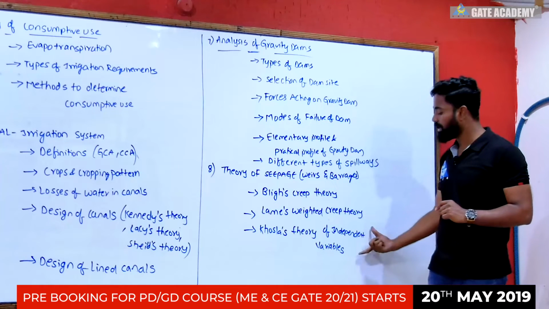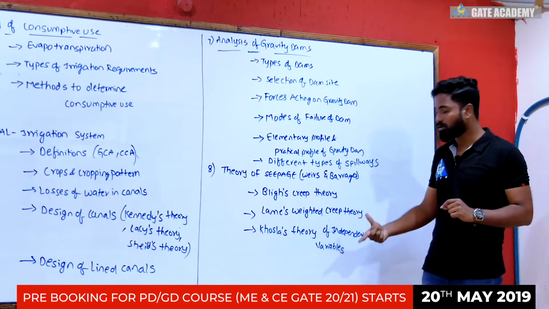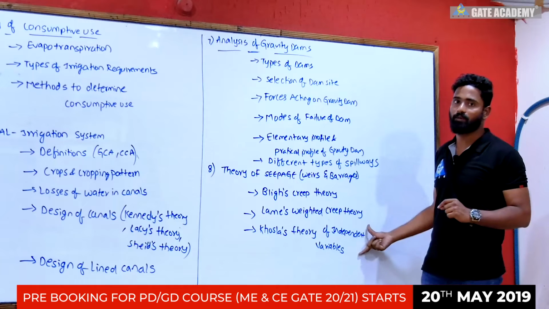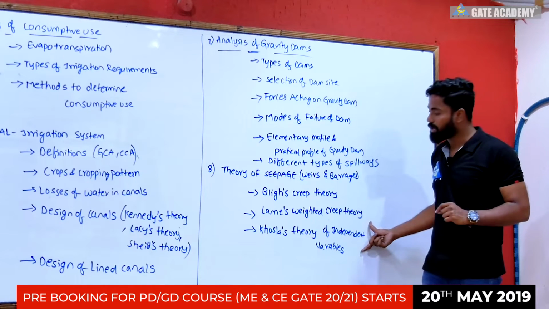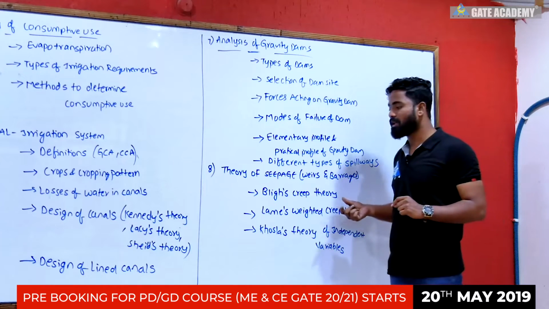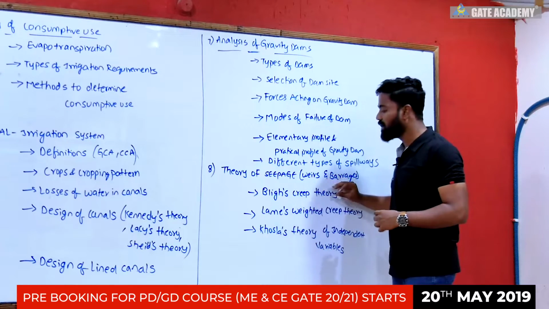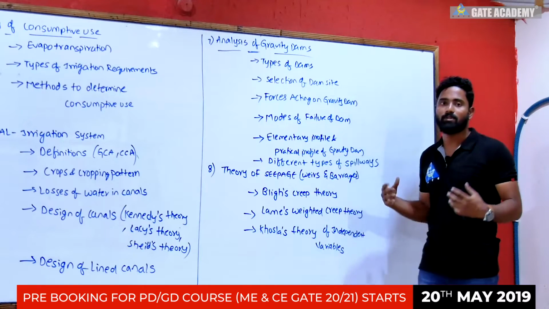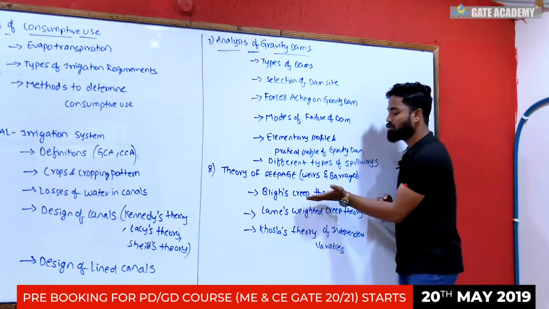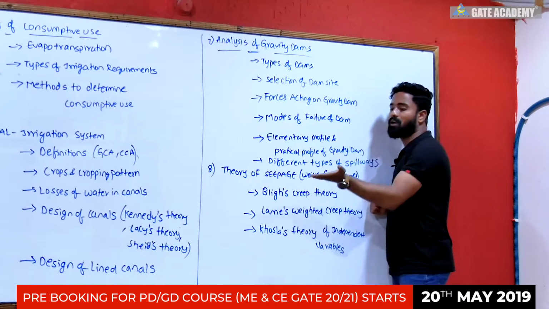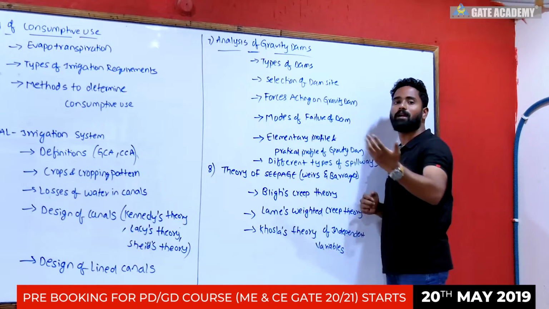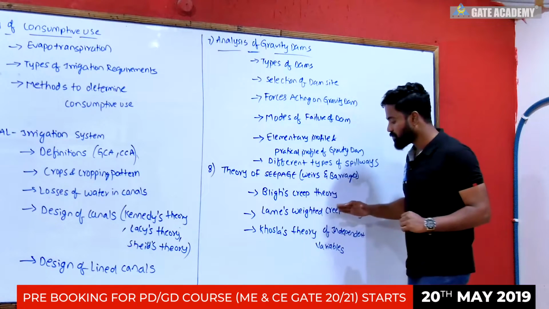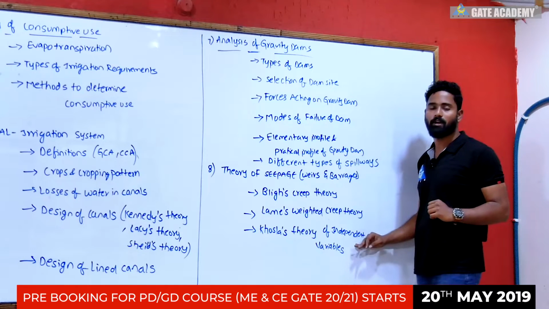And from the engineering services point of view also, Khosla's theory of independent variables is very, very important, and Blake's creep theory is a simple theory. If the paper is easy, you will directly see a formula from here which you can directly apply. That means you read the formula from here, you will see the formula over there, you will tick it and you will get your marks. So, Khosla's theory of independent variables.